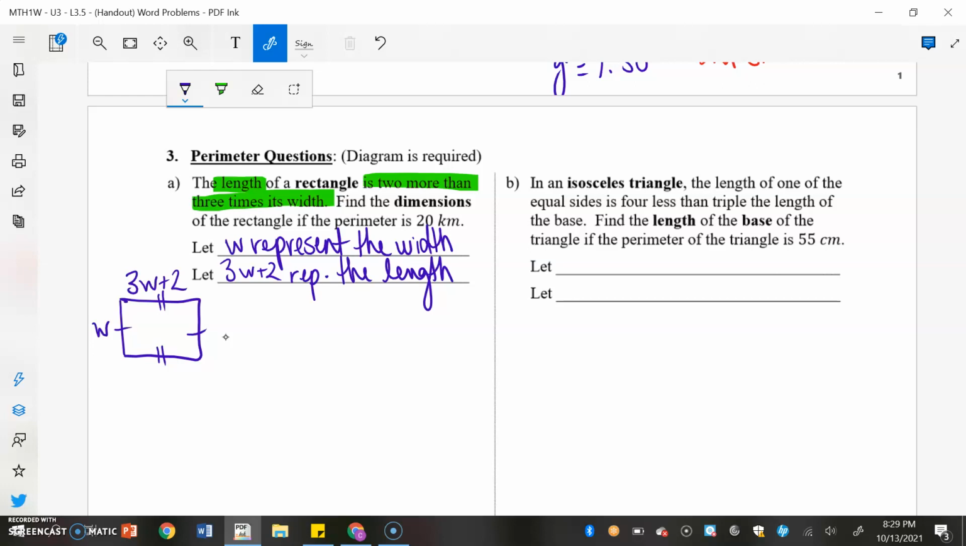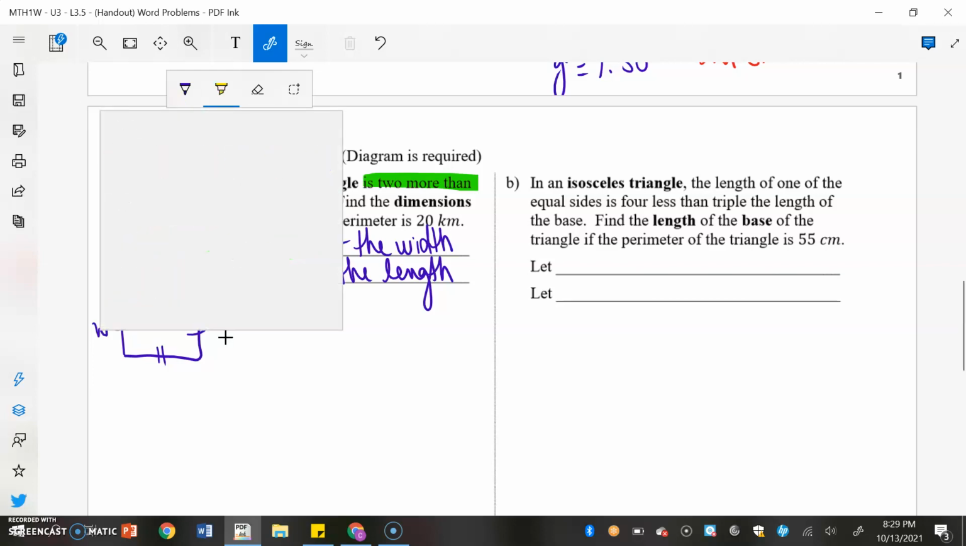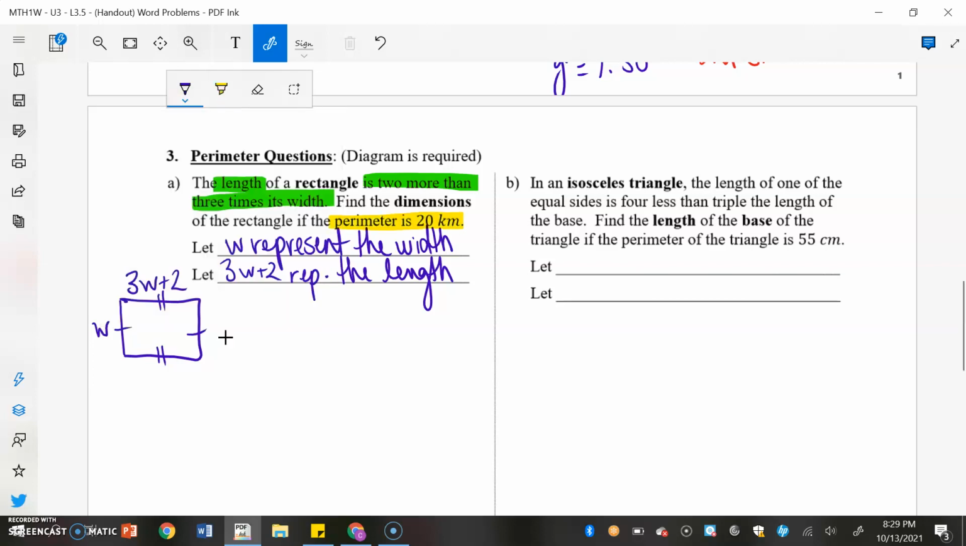Our next step is to create our equation. Here we are given a perimeter of 20 kilometers, and we know that perimeter is the distance all the way around a shape. We can do this in one of two ways. We can simply add all 4 sides together, or because we have 2 sets of equal sides, I can write the equation for perimeter like this. 2 times the width plus 2 times the length would give me a perimeter of 20 kilometers.